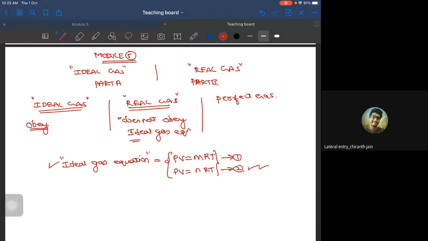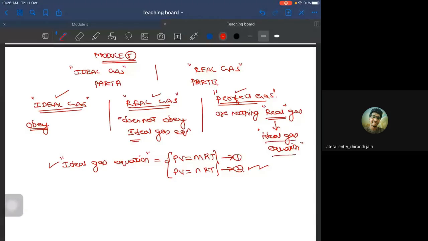Now, what do you mean by a perfect gas? We have known what an ideal gas is and what a real gas is. Now we have to know what a perfect gas is. It is very simple. Ideal gas obeys the equation. Real gas does not obey the equation. Whereas perfect gases are nothing but real gases which obey the ideal gas equation.